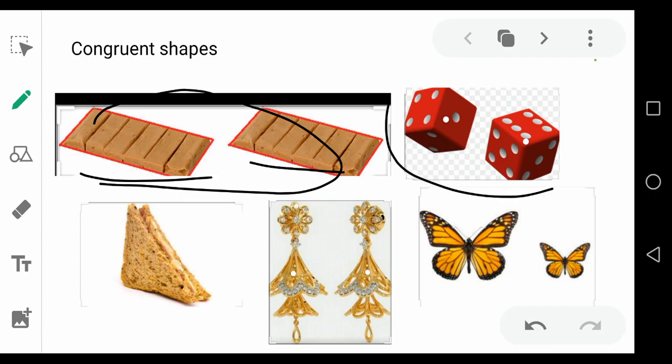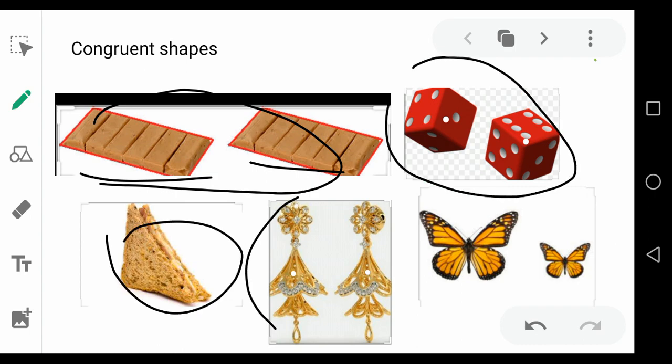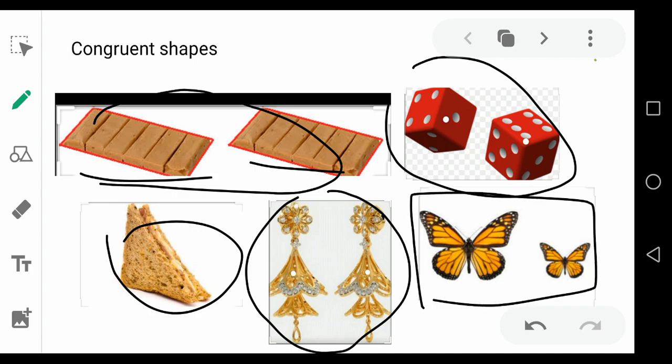Here we have the second one. Here we have the next. These all are congruent. But is this congruent? No, this is not congruent. Why? They are of same shape, but they are not same size, right? This is one big one and this is small one. So they are not same size, so they are not congruent. Okay. So this is generally about congruent shapes.